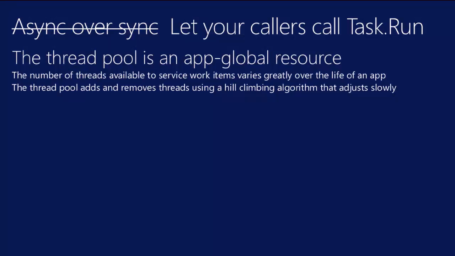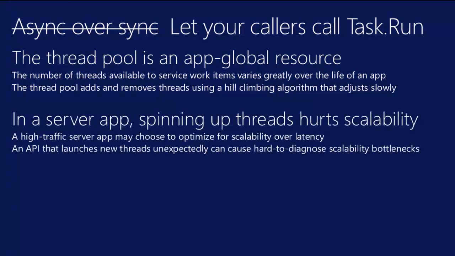You want to be a good GC citizen in your API so you don't abuse it and make a lot of garbage that's going to cause pauses elsewhere. It's the same with the thread pool. In a server app, this was a client app here, but spinning up a bunch of threads hurts scalability, right?